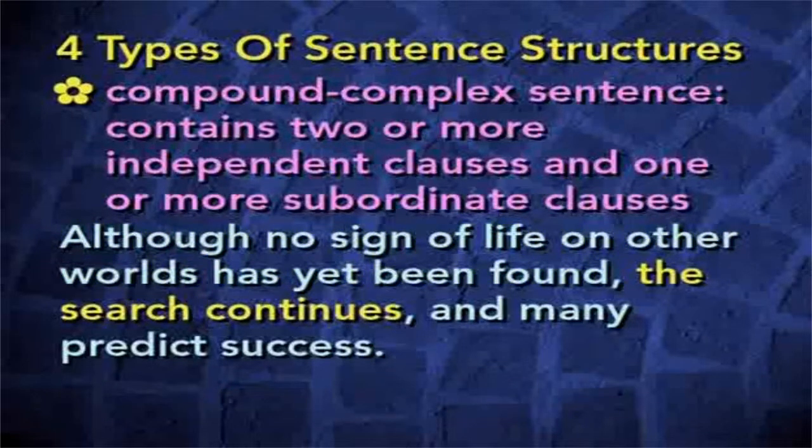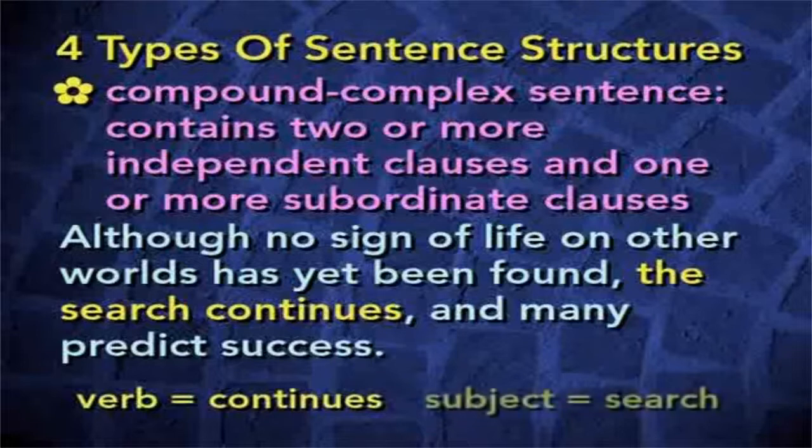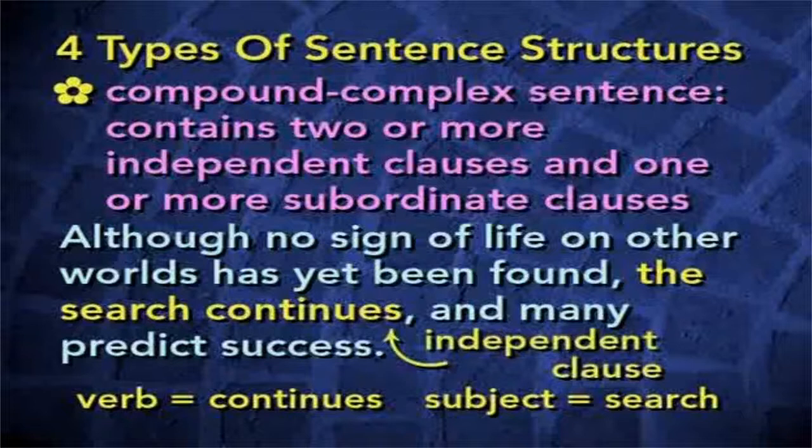The next group of words in the sentence reads, the search continues. Here again we have a subject and a verb. The verb is continues and the subject is search. Could this stand alone as a sentence? Yes, it could. It expresses a complete thought. It sounds complete. And although it only consists of three words, nonetheless it would make up a complete sentence by itself and could stand alone. The search continues. So here we have an independent clause.